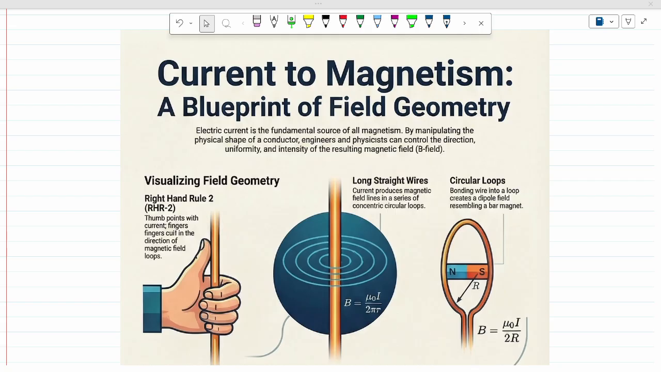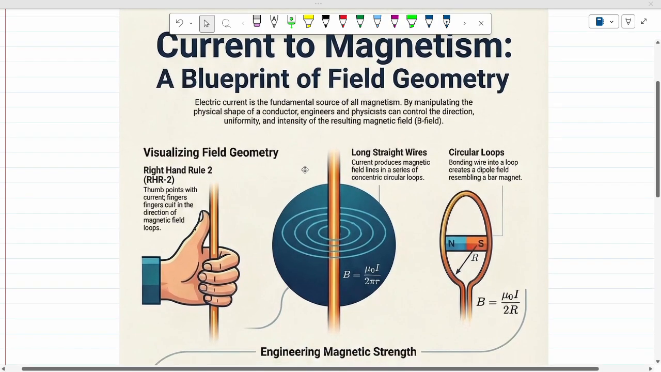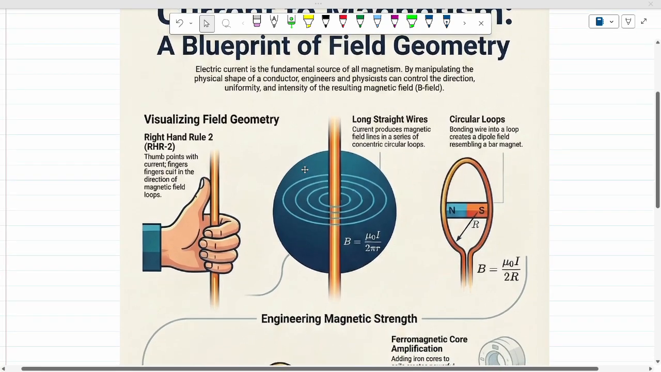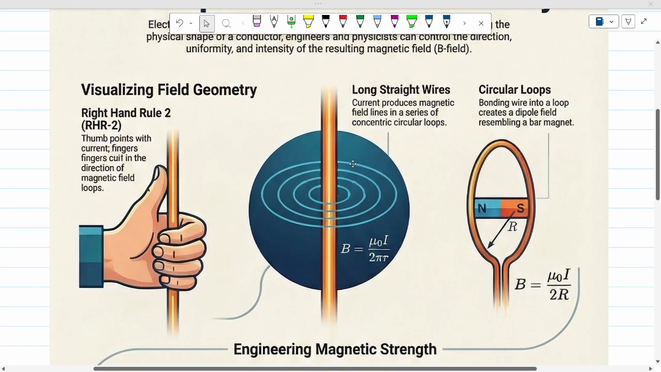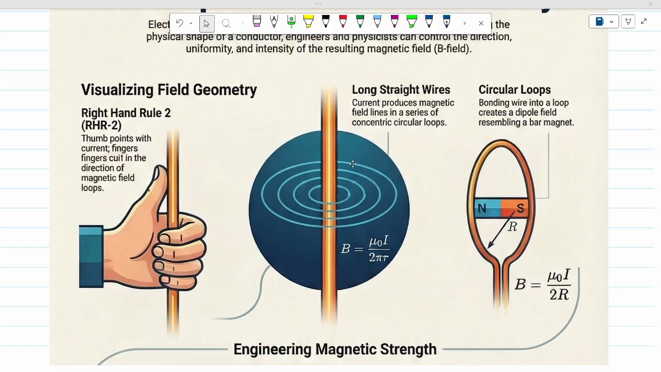In this lecture, we will look at the geometry of magnetic fields produced by electric current. I mentioned some of this in the right-hand rule lecture. This is the textbook's shortcut right-hand rule 2 that relates the straight electric current with the circular magnetic field produced by the straight electric current.